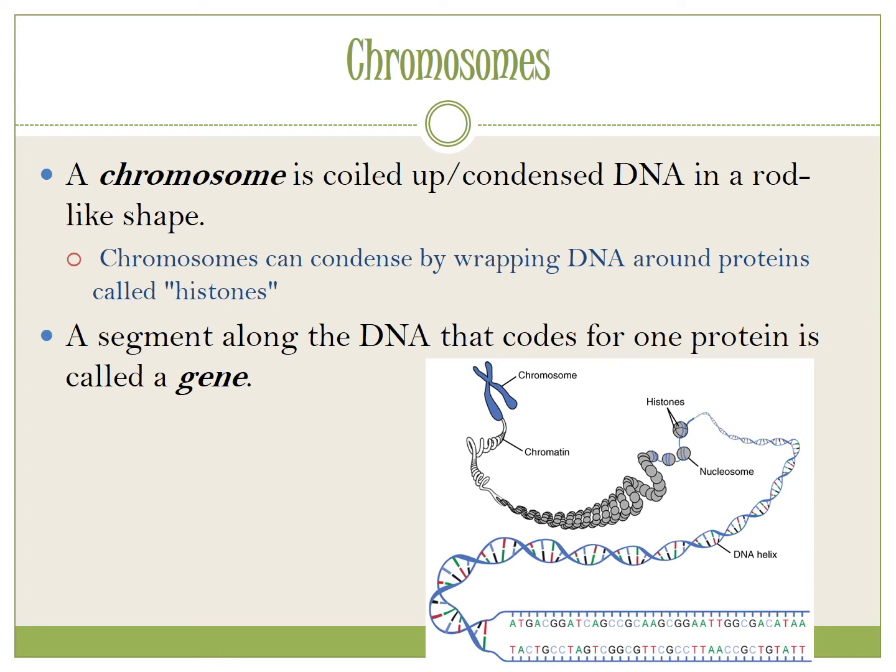So I said it likes to coil around itself. It needs little things to help keep it straight. We call those things histones. They're just a special type of protein. Now, if you were to uncoil it and look at a segment, we call that segment a gene. More on that in 2 slides.